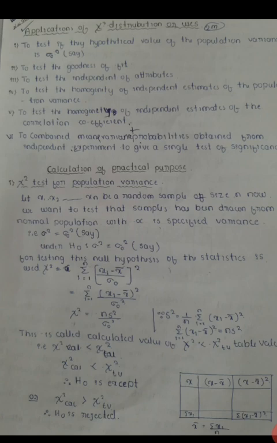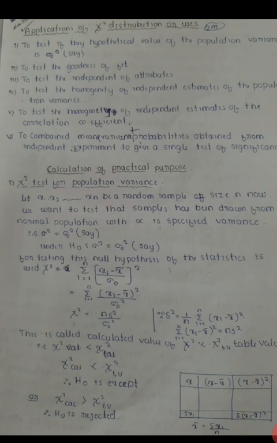1. Chi-square test for population variance. Let x1, x2, so on xn be a random sample of size n. Now we want to test that the sample has been drawn from a normal population with a specified variance, that is sigma square is equal to sigma naught square. Say under H naught, sigma square is equal to sigma naught square.